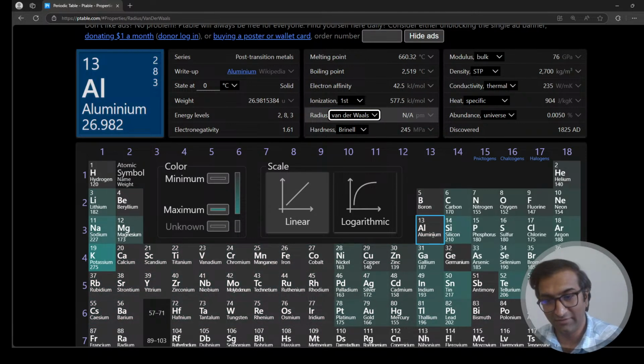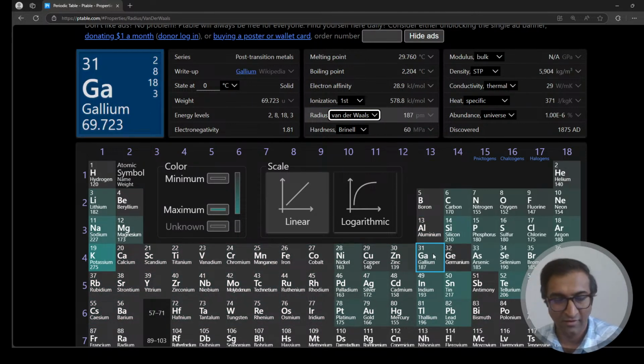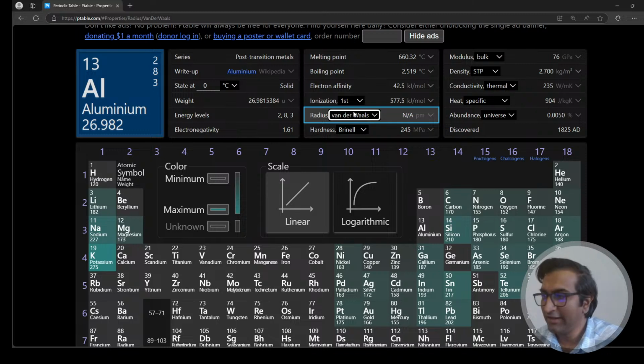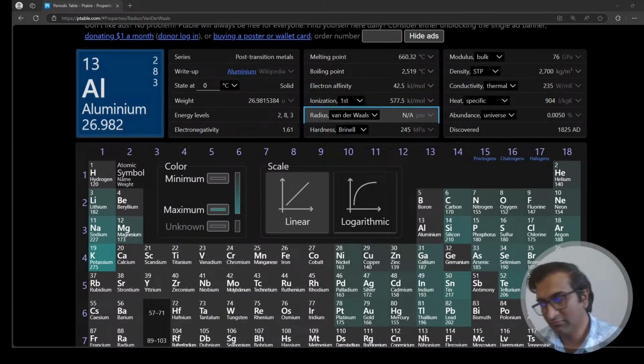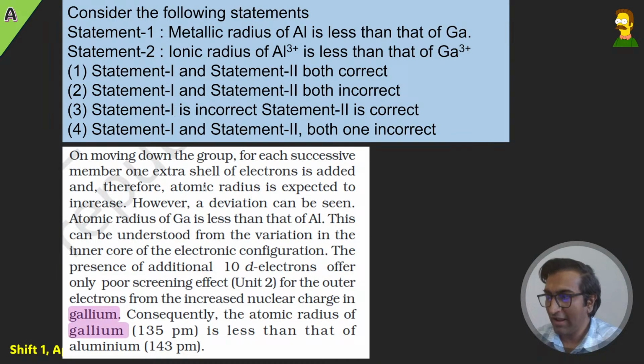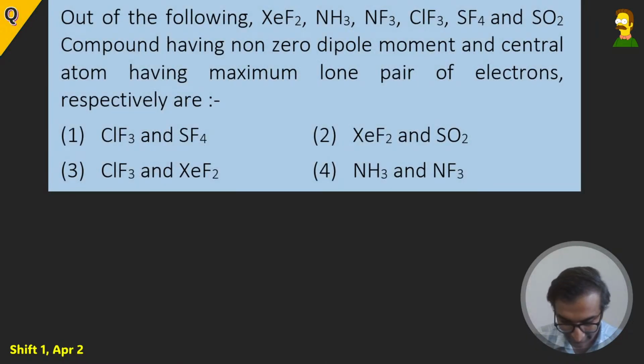Van der Waals, let's see. Van der Waals is not there for aluminum at all. Okay, it's there for gallium. Then why, bro? Please, I'm requesting you guys. NCERT, please change this. Humble request. And okay, I understand, publishing a book takes a lot of time and effort. So that's fine. But then why are you asking NTA, friends, why are you asking such questions? Whatever the answer is, I don't care, we'll move on.